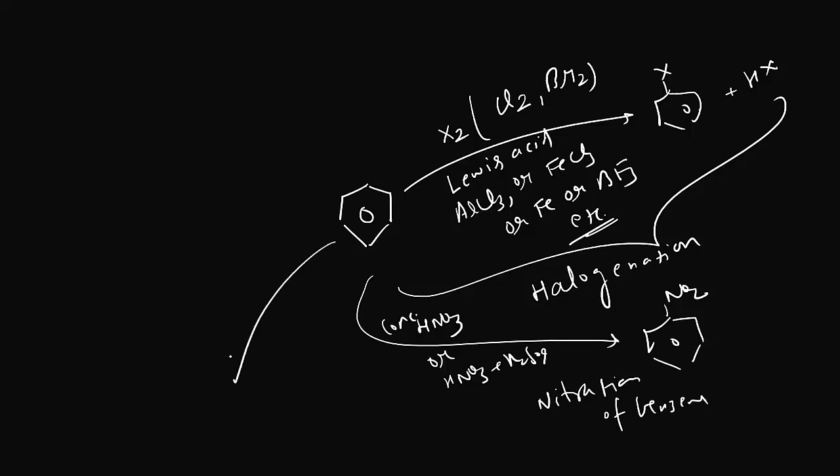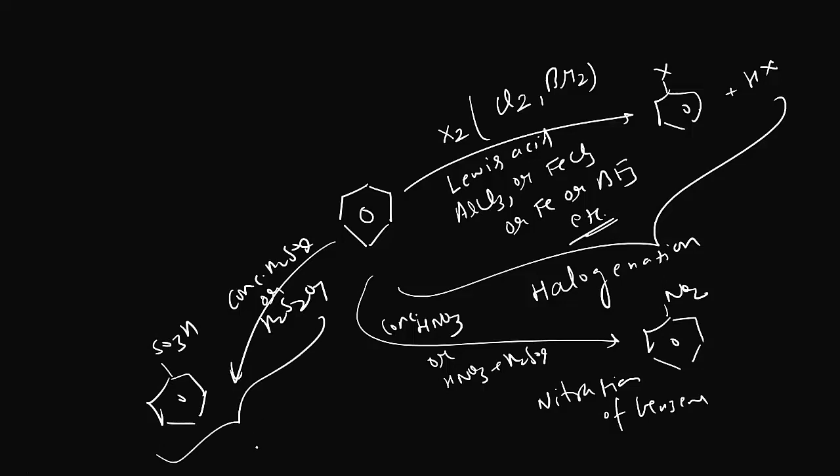Nitration of benzene. Then if I write here concentrated H2SO4 or H2S2O7, then in this case SO3H will be connected with benzene. This we call sulfonation of benzene.